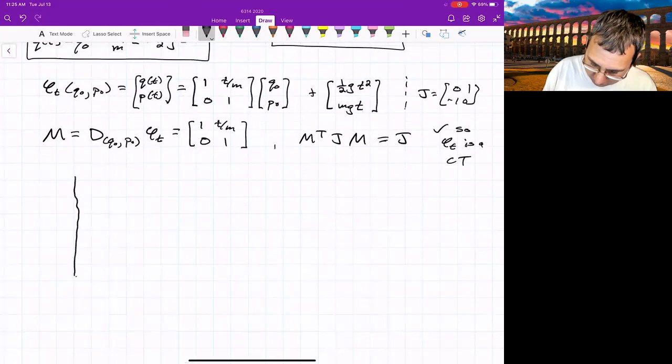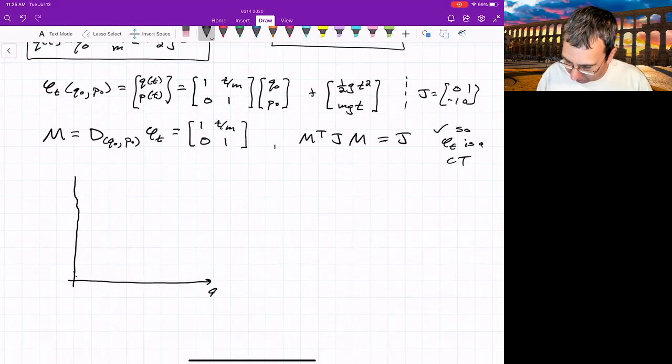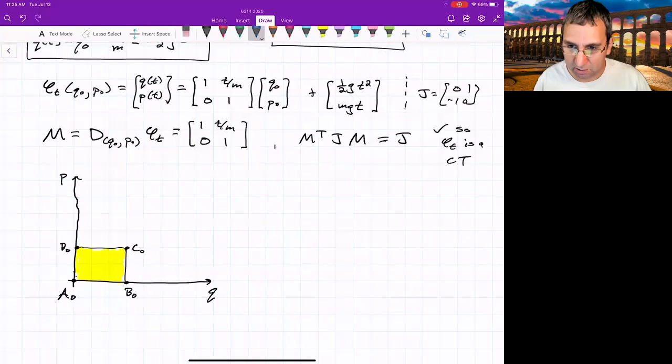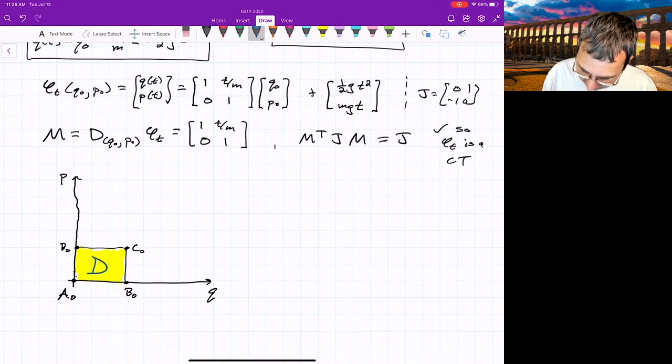And what does it look like if we were to sketch it? If I start, this is Q and this is P, and I'll look at a rectangle. Let's call this corner point A naught, and then over here B naught, and then C naught, D naught. I'm just giving names to points so I can sketch this rectangle. We want to know how this rectangle deforms. You could follow each of these paths. So this is a region, fancy D naught.